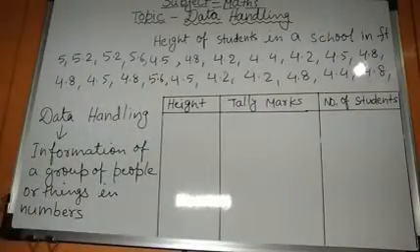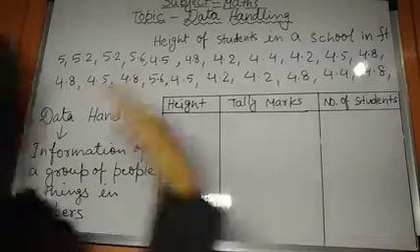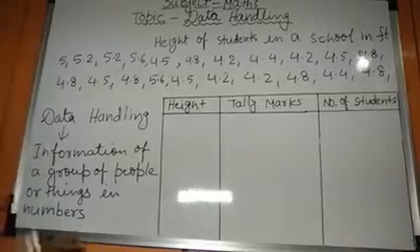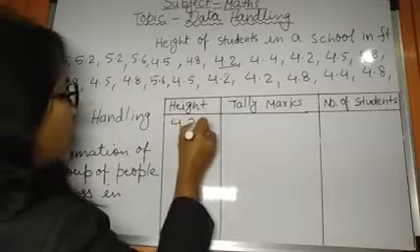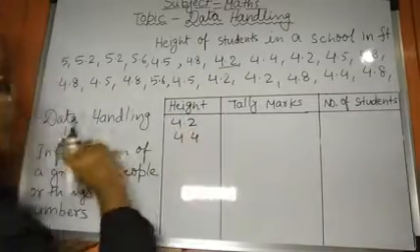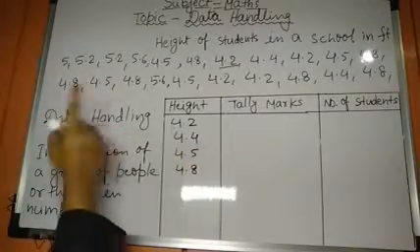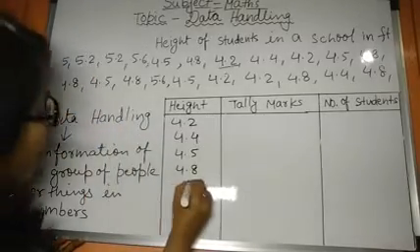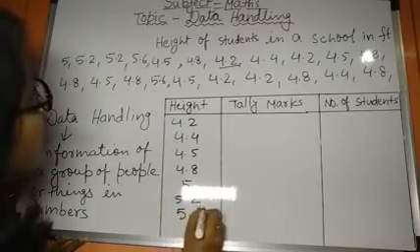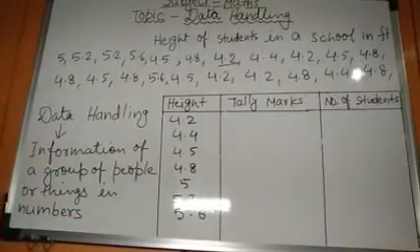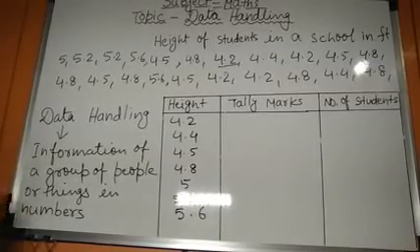Now see, heights of students in a school are given in feet. Now I want to arrange them in proper order. So just see the smallest, shortest height here, 4.2. Next one is 4.4. Then next one 4.5. Then 4.8. After that, 5. Then 5.2. Then 5.6. Fine.